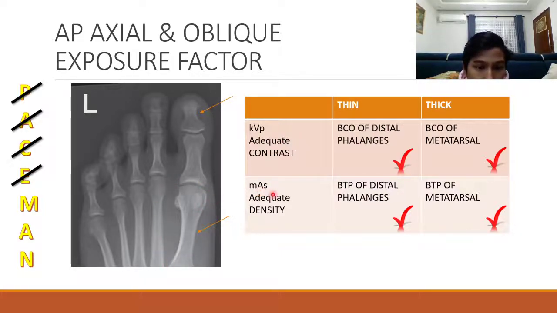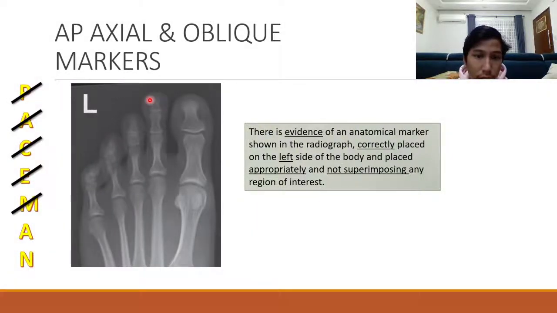The mAs used is adequate for density because the thin structure, which is the bony trabecular pattern of the distal phalangeal, can be seen, and the thick structure, which is the bony trabecular pattern of the metatarsal, can be seen. For the markers, there is evidence of anatomical markers shown in the radiograph, correctly placed on the left side of the body, shown appropriately and not superimposed with any region of interest.